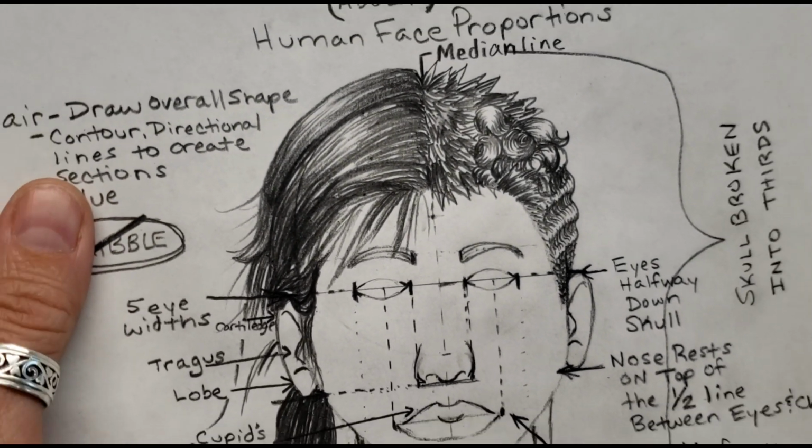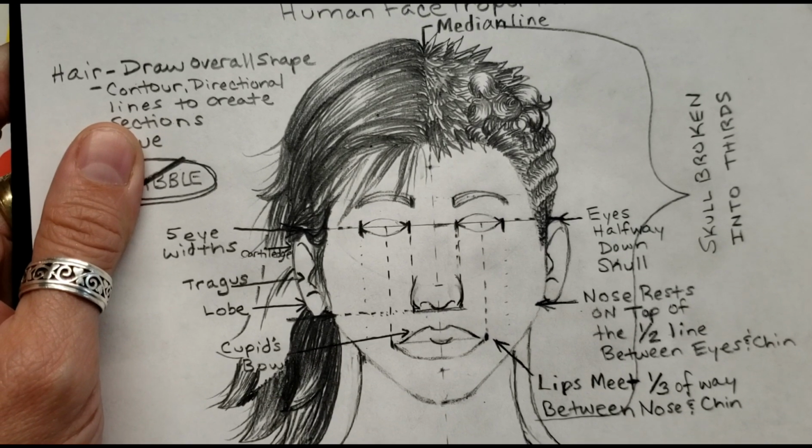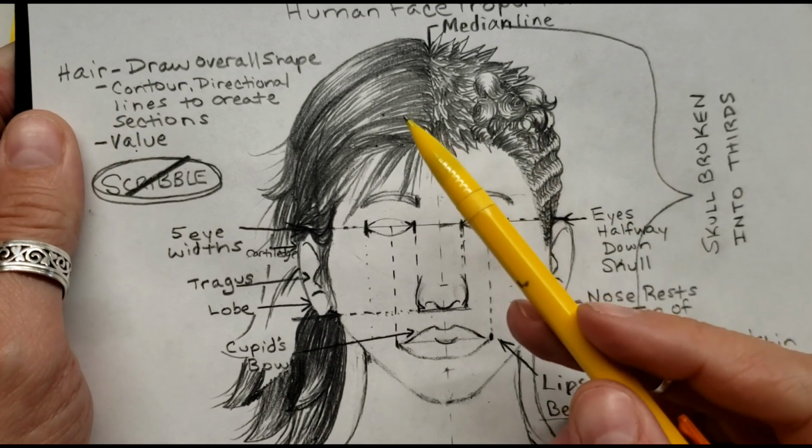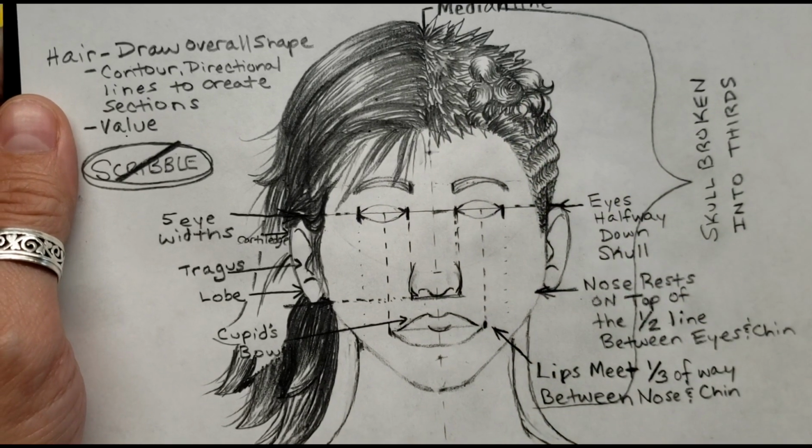So we'll zoom out and you can see the overall shape of long hair and short hair, and then putting in all the fun value, but just with lines so far. So, and there's your hair.